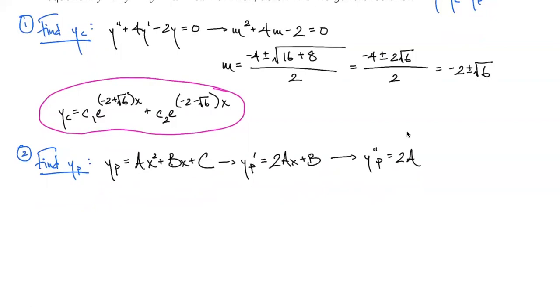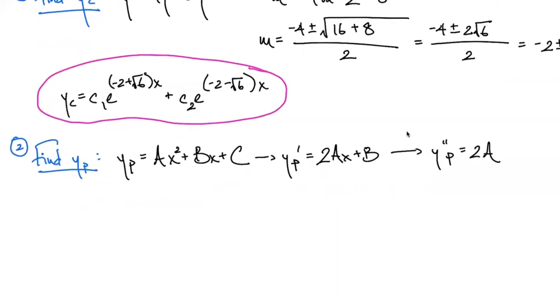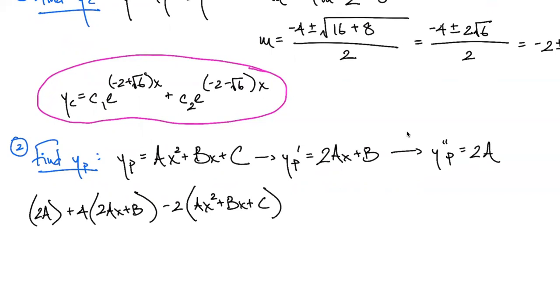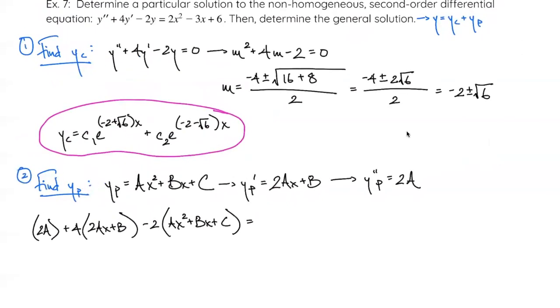All right. So let's plug these all in. Let's see what we get. Well, we have y double prime plus 4y prime minus 2y. And we want that to equal 2x squared minus 3x plus 6. That's what we want it to equal.